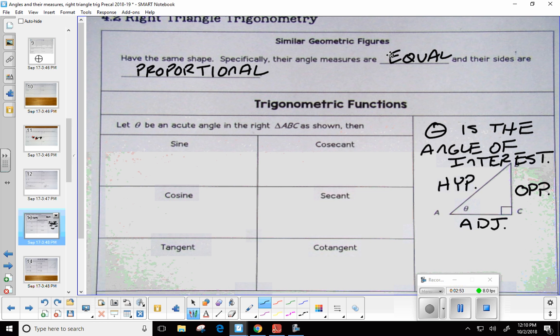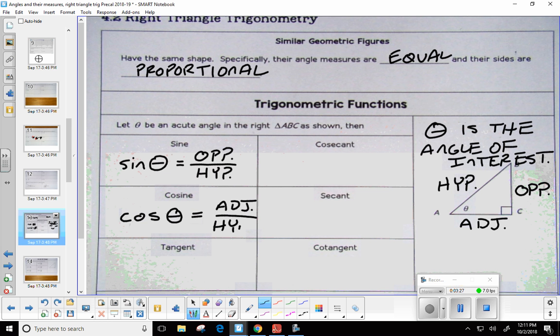So let's start with sine. If I wanted to take sine of theta, does anybody remember what 2 sides I will use for sine? Opposite over hypotenuse. There we go. Okay. So what's cosine? Adjacent over hypotenuse. So we abbreviate that COS. Cosine of theta is equal to adjacent over the hypotenuse.